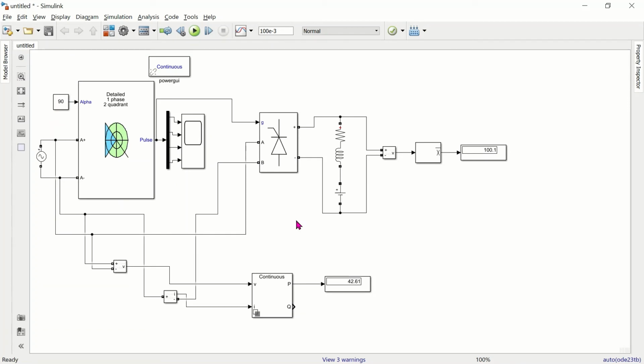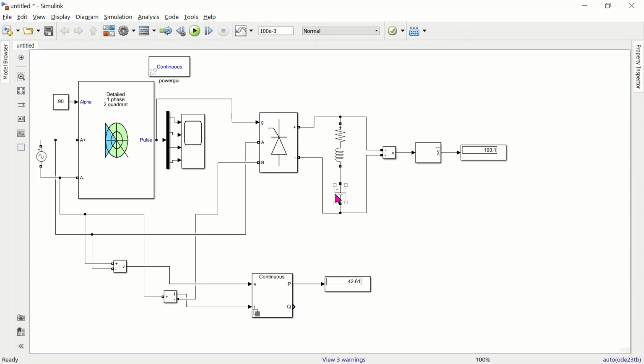Now we verify our converter in inversion mode. For alpha 90 to 180°, this converter acts like an inverter. That means the DC source on the load side acts as an input. The output is AC, and the AC is supplied to the source side. So it acts like an inverter. It converts DC to AC.